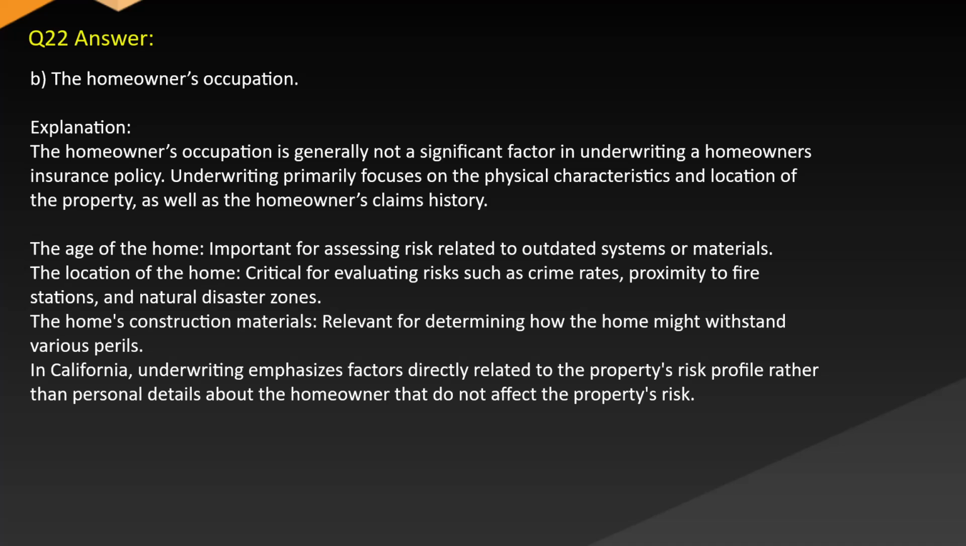The age of the home: important for assessing risk related to outdated systems or materials. The location of the home: critical for evaluating risks such as crime rates, proximity to fire stations, and natural disaster zones. The home's construction materials: relevant for determining how the home might withstand various perils. In California, underwriting emphasizes factors directly related to the property's risk profile rather than personal details about the homeowner that do not affect the property's risk.